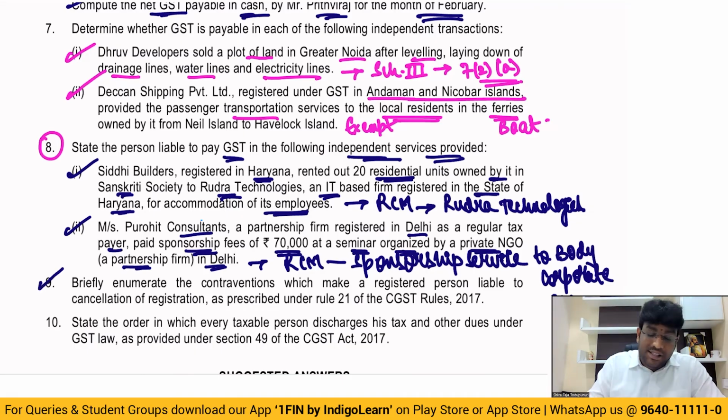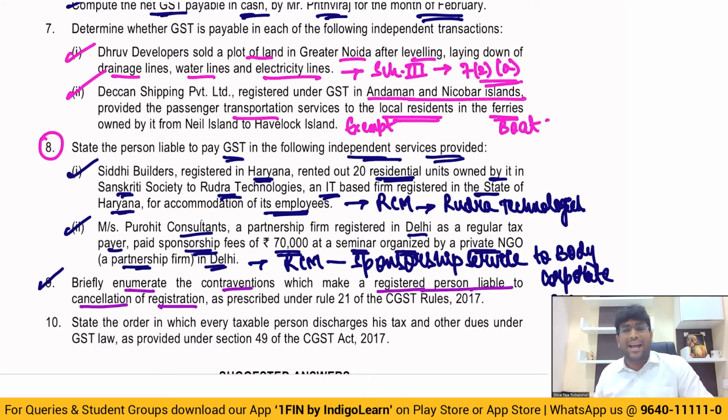Question number 9. Briefly enumerate the contraventions which make a registered person liable for cancellation of registration. What are all the cases where registration is cancelled? He is not conducting business from the place of business declared in the certificate of registration. He is supplying goods or services without issuance of invoice, or he has failed to furnish returns continuously for a period of 6 months for a monthly registered person.